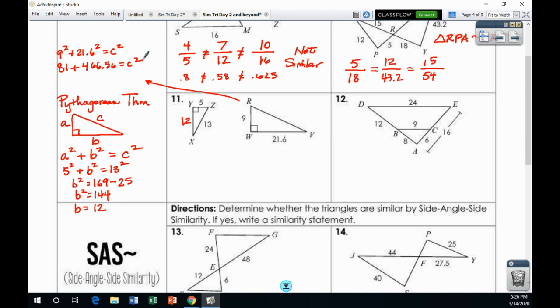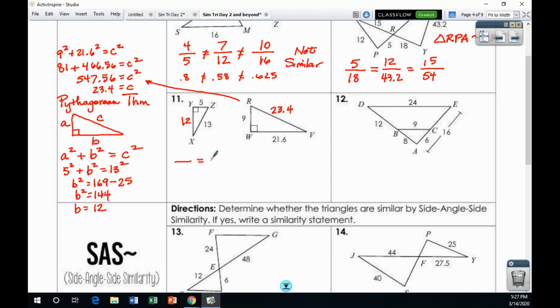So if I add 81 to that, that's going to be 547.56. There's C squared. And if I then take the square root of that, oh, crud. All right, let's try that again. Square root of 547.56. Well, guess what? That is 23.4. So there's that side, all right? So this one just makes you do a little work before you start.